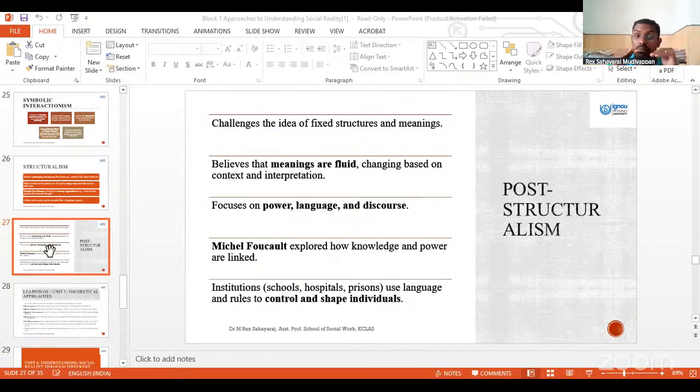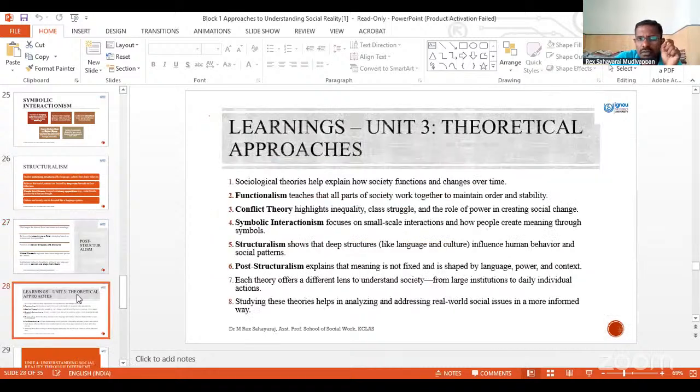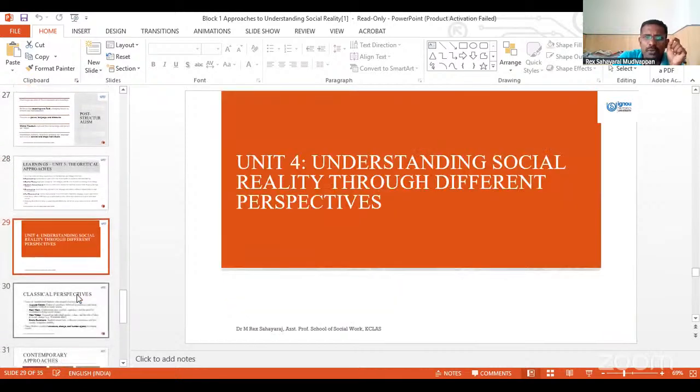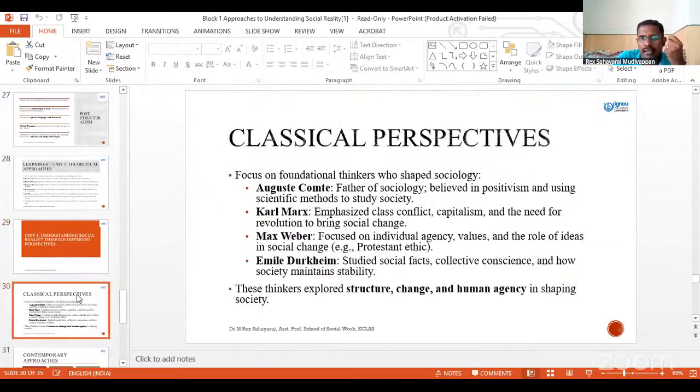in 2005 or 6, that time very, very stable because of the saving culture of Indian people. Why is it? It is because of culture. It is because of how the society is shaped, right? So the shape of the society is very, very important when we look into it. So theory, what we are learning is a theoretical approach, and unit 4 speaks about understanding social reality through different perspectives.